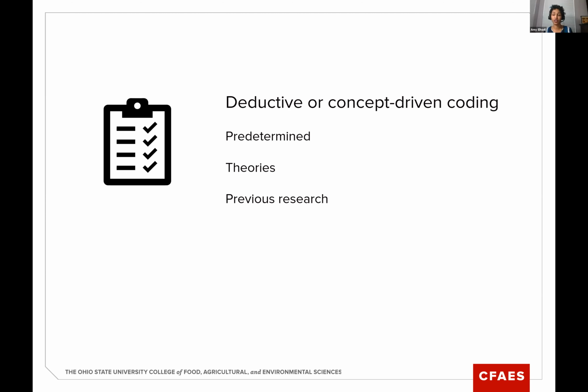You have a theory or previous research. For example, if you're doing, let's say, a specific program, you have predetermined ideas that you're looking for. Let's say efficiency of your program, or effectiveness, or leadership. So you have predetermined codes that you're trying to identify from your data. So it's concept driven. You have it predetermined in advance.